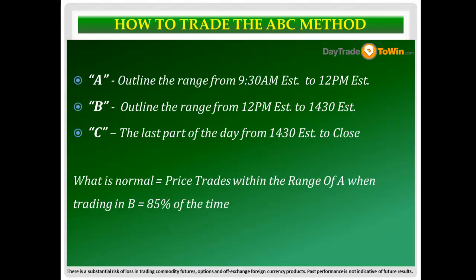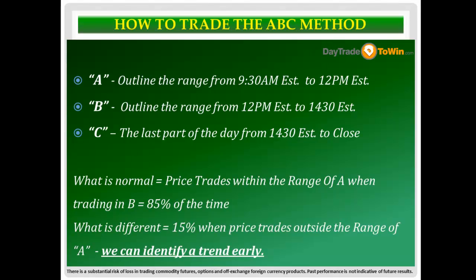What is normal is that price trades within a range of A about 85% of the time. And I'm going to show you some charts as well. So what's normal is that we see the middle part of the day, the B part of the day, in any market typically trade within the range of A. So 85% of the time I expect that.